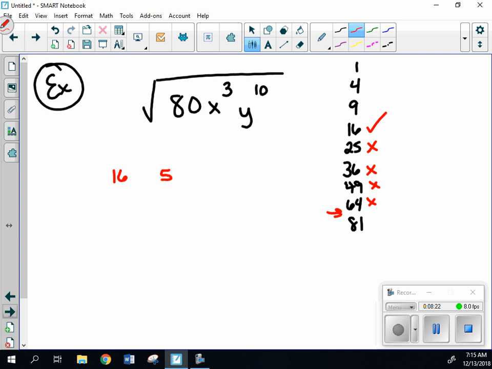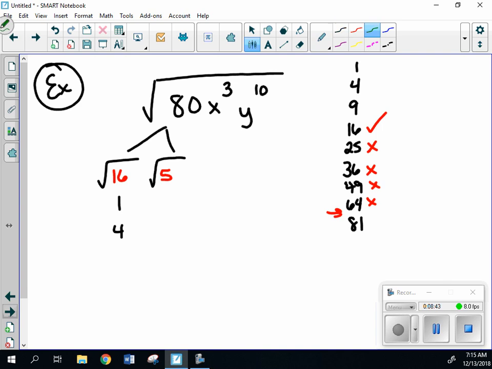16 and 5. A lot of people with 80 want to go down to 4 right away because they know 4 works. But that's why I want you to work your way up, because otherwise if you use 4, 20 can also be broken down, so you'd have to break down twice. So looking at the 80, we've got 4 square root 5.